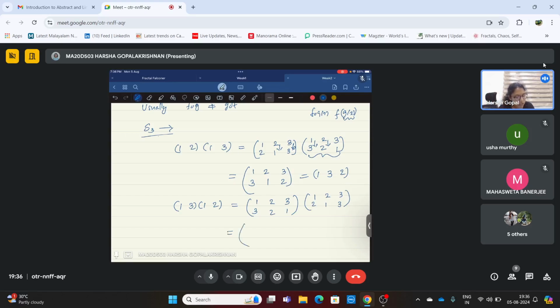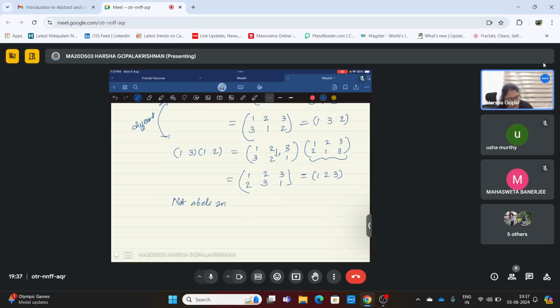So again in composition, first we should consider this one. 1 going to 2, 2 going to 2, correct? So the composition is 1 to 2, 2 to 1 and 1 to 3, 2 to 3, 3 to 3, 3 to 1. So this is (1 2 3), correct? (1 2 3). So this is different from the earlier one. If I am taking (1 2)(1 3) and (1 3)(1 2), these two are different. So it is not an abelian group.